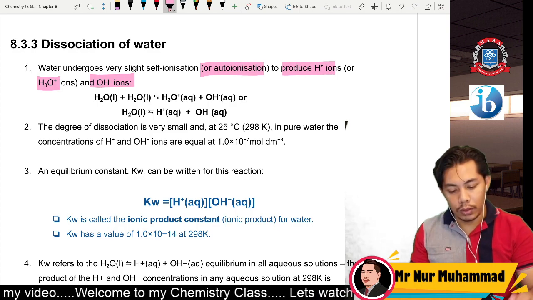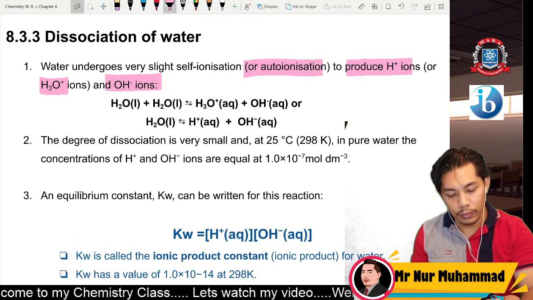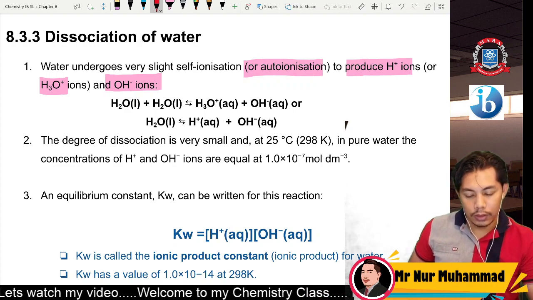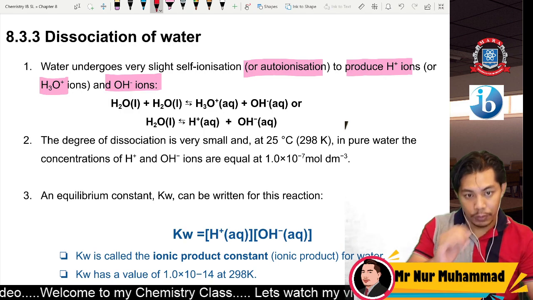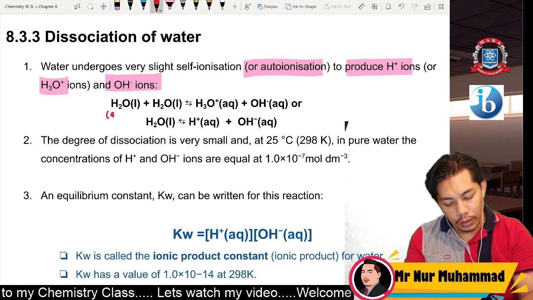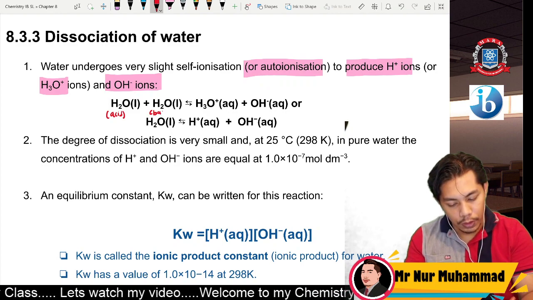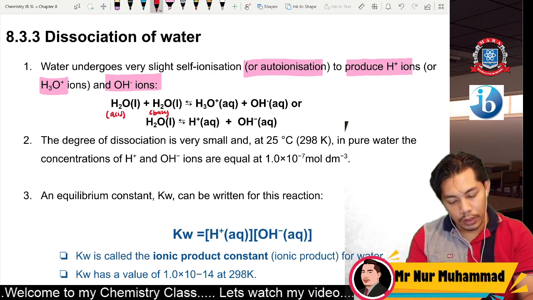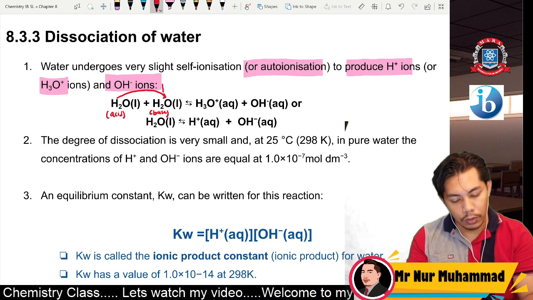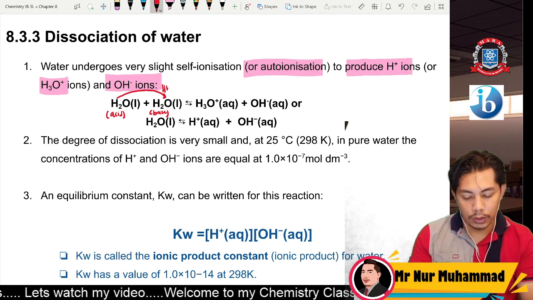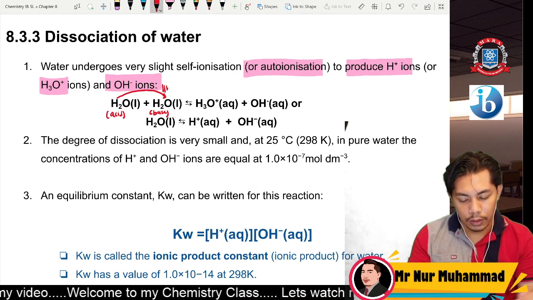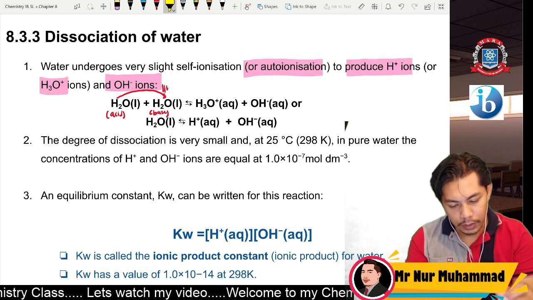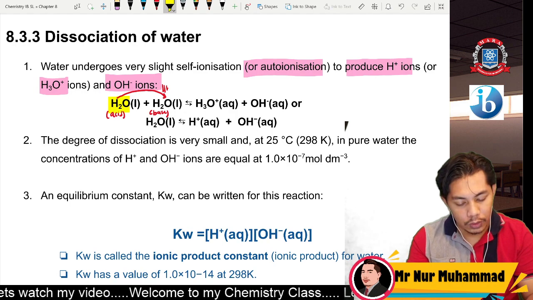So let's focus on the chemical equation. We know that, based on the Bronsted-Lowry theory, water is amphiprotic. What is meant by amphiprotic? It can act as an acid, and it can also act as a base. When H2O acts as an acid, it donates a proton to another molecule of water, and this molecule of water becomes hydroxide ion. I will highlight the partner: the acid has a partner, which is the conjugate base.